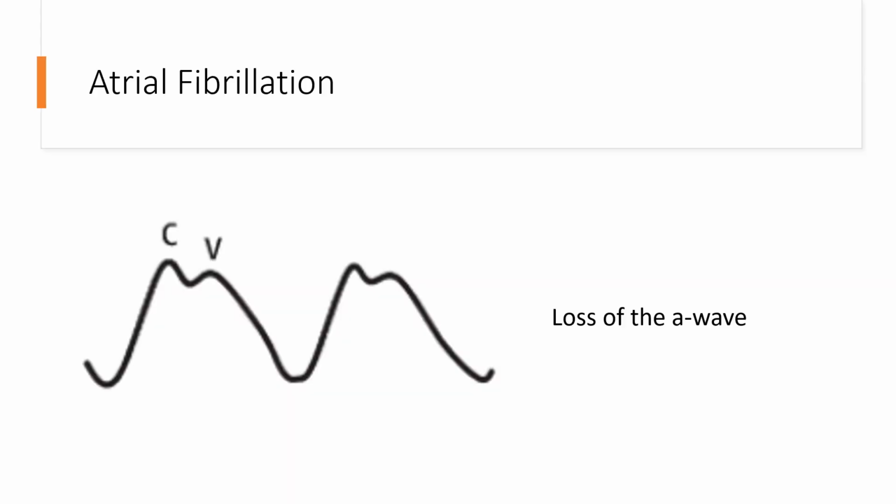First, we will discuss atrial fibrillation. In atrial fibrillation, the atria do not contract. Therefore, we don't have an A wave, as the A wave represents atrial contraction.